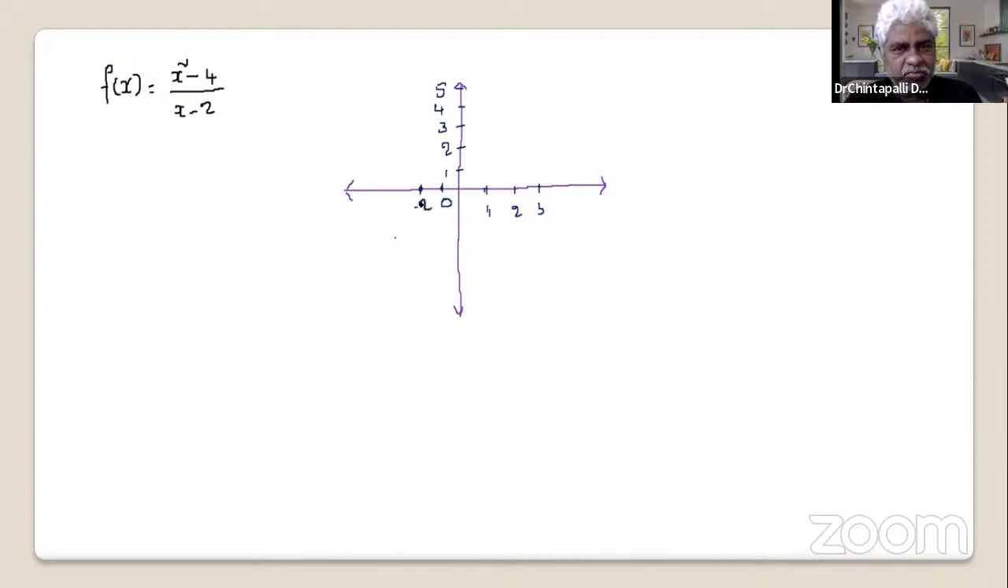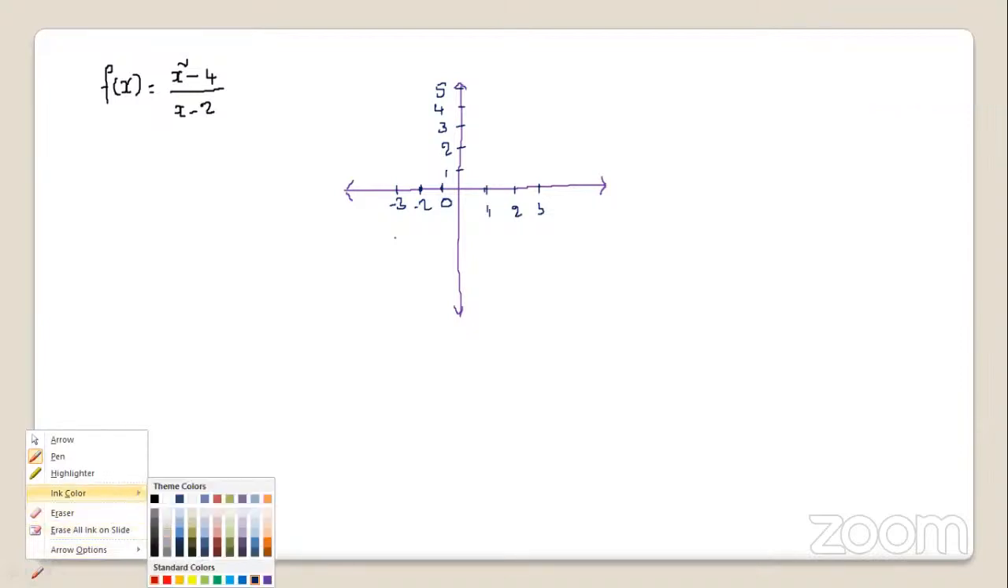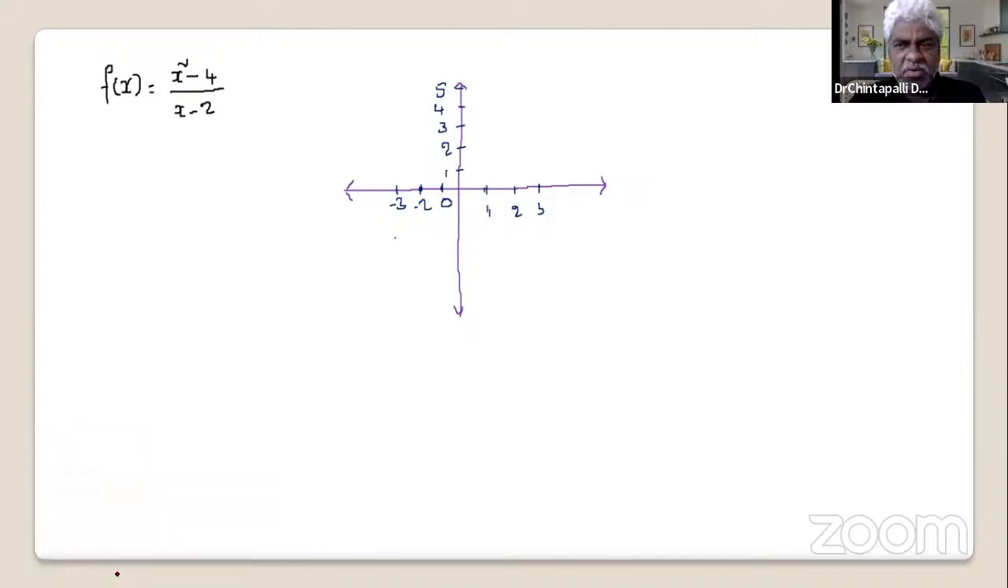What if x is equal to minus 2? What is the value of f of x when x is equal to minus 2? 0. Very good. The numerator is 0, so 0 by negative 4 is 0.